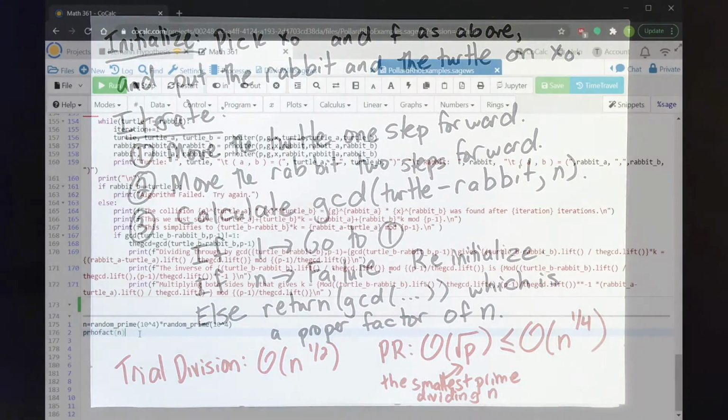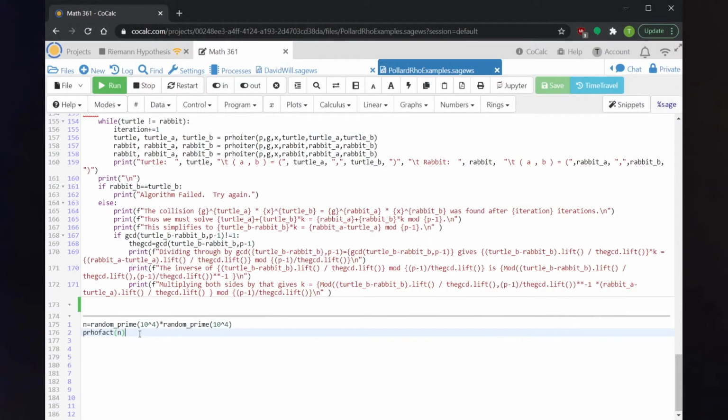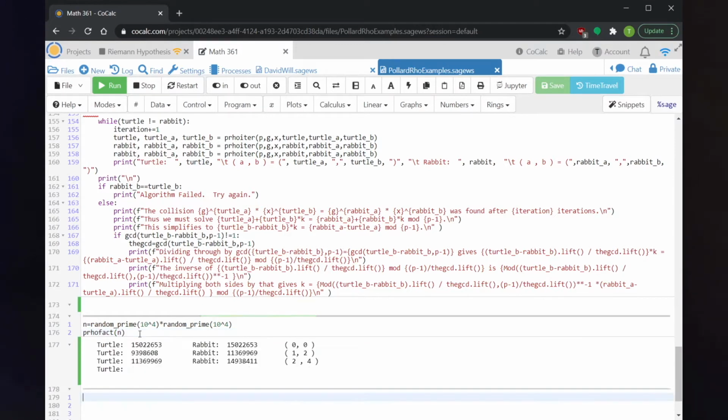This, by the way, is still all posted to the 361 Sage account, so if you go to Pollard rho examples, you can play with any of these functions and whatnot. You can make fun of my poor programming skills, whatever you like. To demonstrate this, I'm going to have Sage generate a number that is a product of two random primes less than 10,000. Roughly speaking, this should be a product of two 4-digit primes, so we should be looking at an 8-digit number that we can then run this algorithm on.